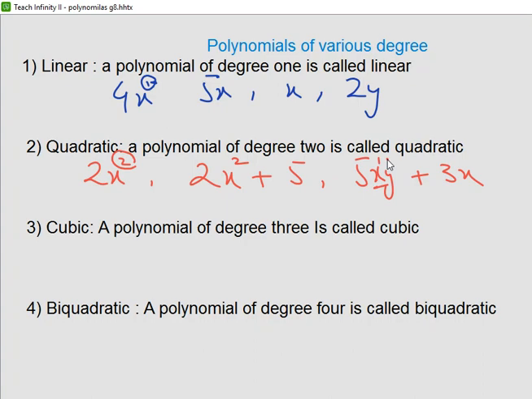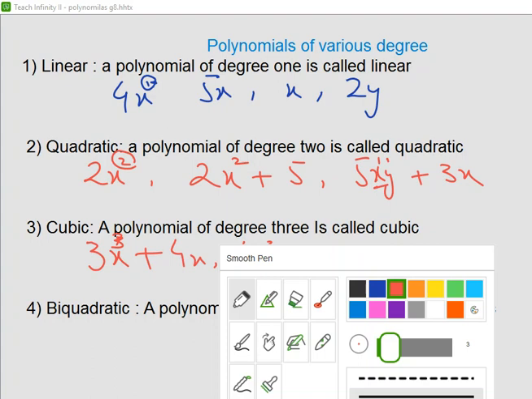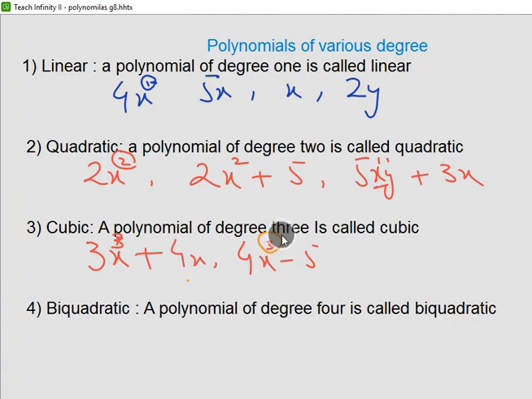A polynomial of degree 3 is called cubic. Cubic means cube, it comes from 3. Like 3x cube plus 4x. Another example is 4x cube minus 5. Here the highest degree is 3, so that is why it is called a cubic polynomial.